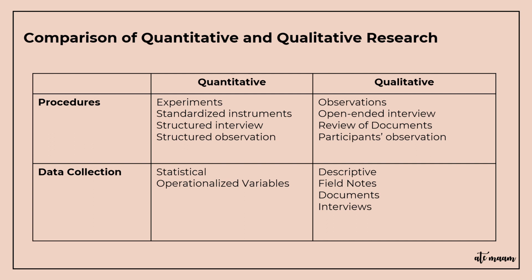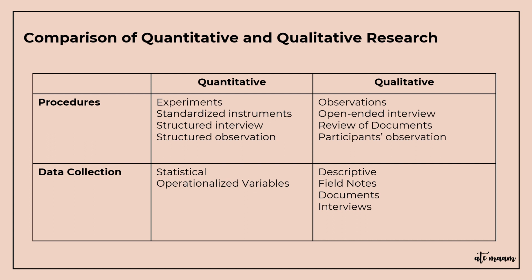qualitative data. So for your procedures, in quantitative data, it is more on experiments, standardized instruments, structured interview, and structured observation. For your qualitative research, the procedures that would be done in order to get your data are observations, open-ended interviews, review of documents, and participants' observation. For data collection, in quantitative research, it should be statistical or operationalized variables. For qualitative research, the data collection is through descriptive field notes, documents, and interviews.